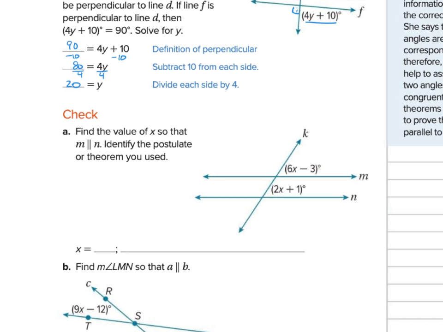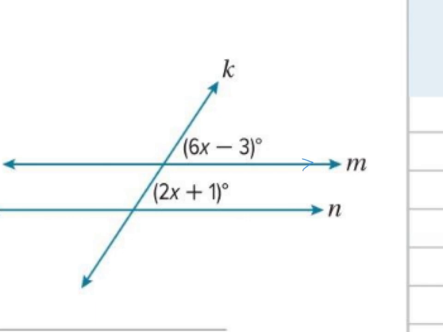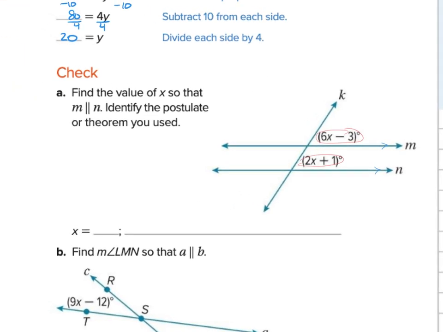So here, find the value of x so that m is parallel to n. Identify the postulate or theorem. Well, let's just think about it. If this line is parallel to this line, these two locations are corresponding angles. So if they're parallel, the corresponding angles should be equal to each other. If they're equal to each other, then that gives us proof that the lines are parallel. So you just make them equal to each other. I got 6x minus 3 is equal to 2x plus 1.